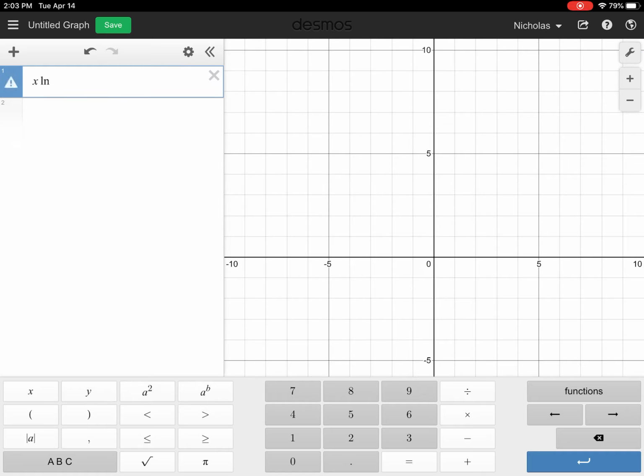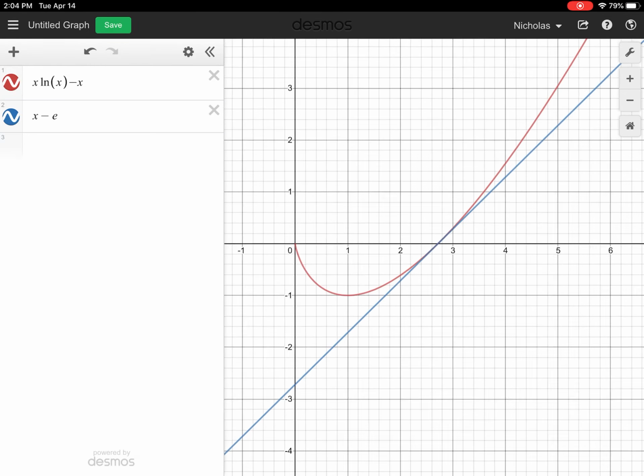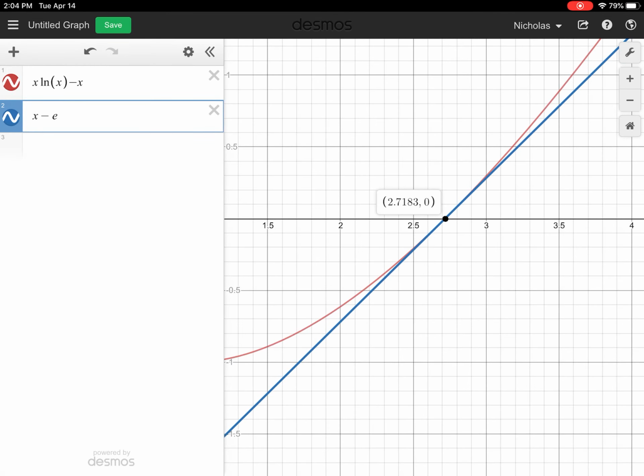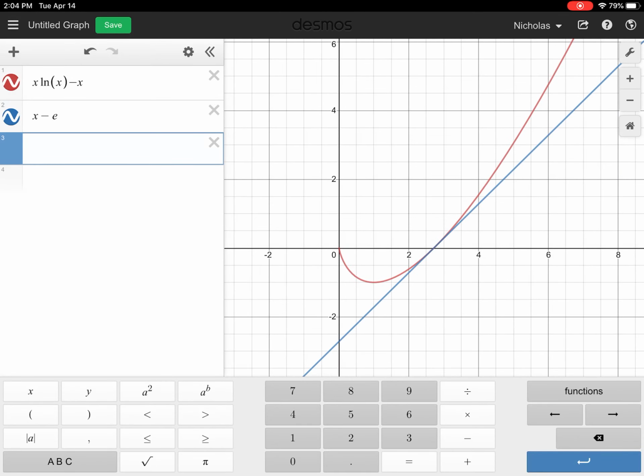So now I'm going to go to Desmos here, and I'm going to do some graphing to show you. So let's first plug in x ln x minus x, and now that's our singular solution. Now our general solution was xc minus e to the c. I'm going to say let c be equal to 1, so I would get just x minus e.